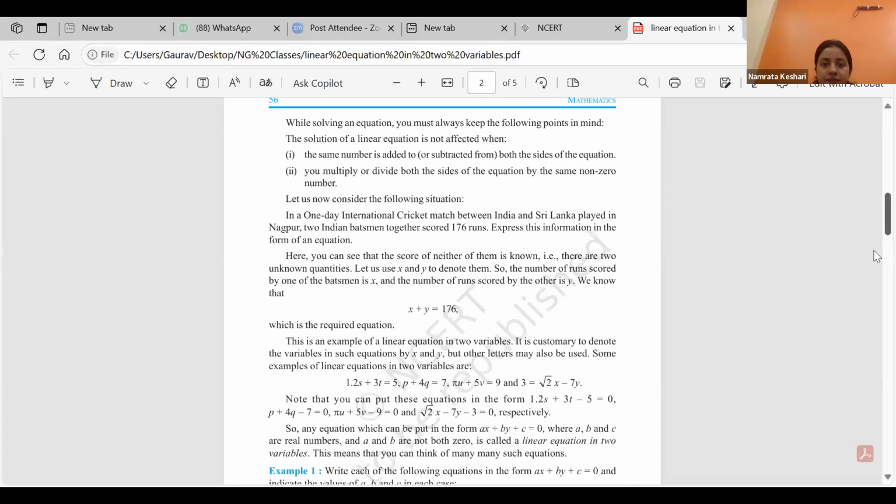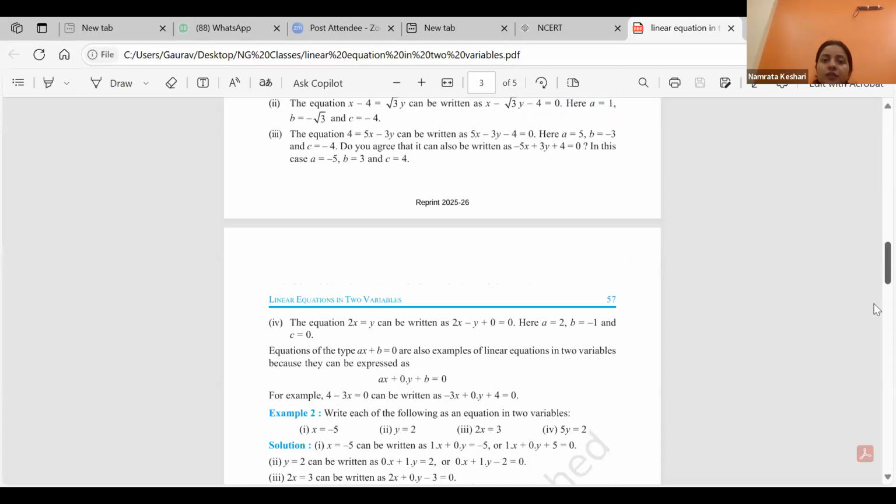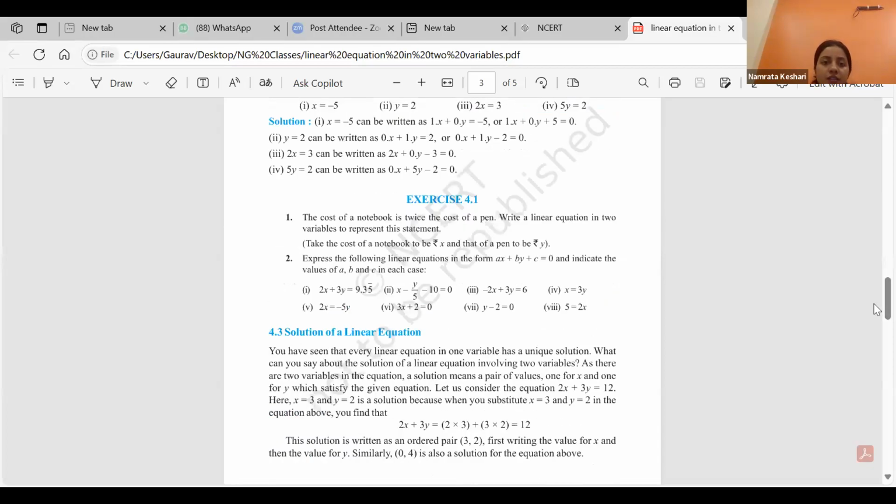Can you see the screen, everyone? Yes, ma'am. Okay, so whatever we are discussing from last class, you will be able to see it now. This one. What happened? Just a moment now. You can see the screen, right?